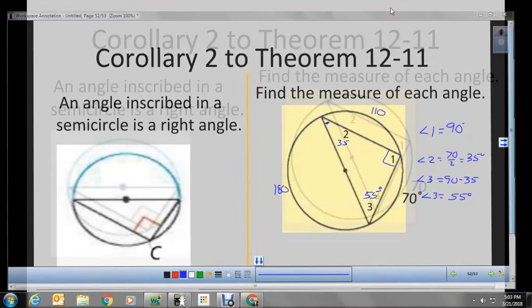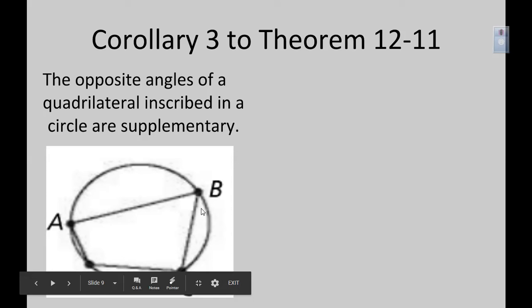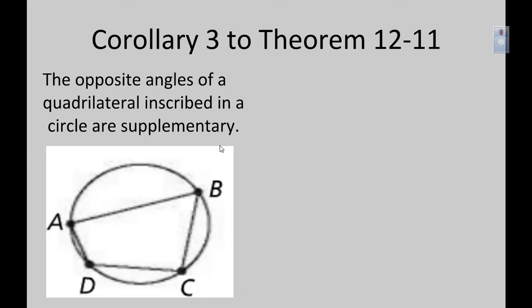All right, let's move to the next one. This is probably the most confusing corollary. Opposite angles of a quadrilateral inscribed in a circle are supplementary. That means that if you have a four-sided figure that is inscribed inside the circle, which means all vertices are on the circle, then opposite angles are supplementary. And you know supplementary means they add up to 180. So angle A and C are supplementary, and angle B and D are supplementary.